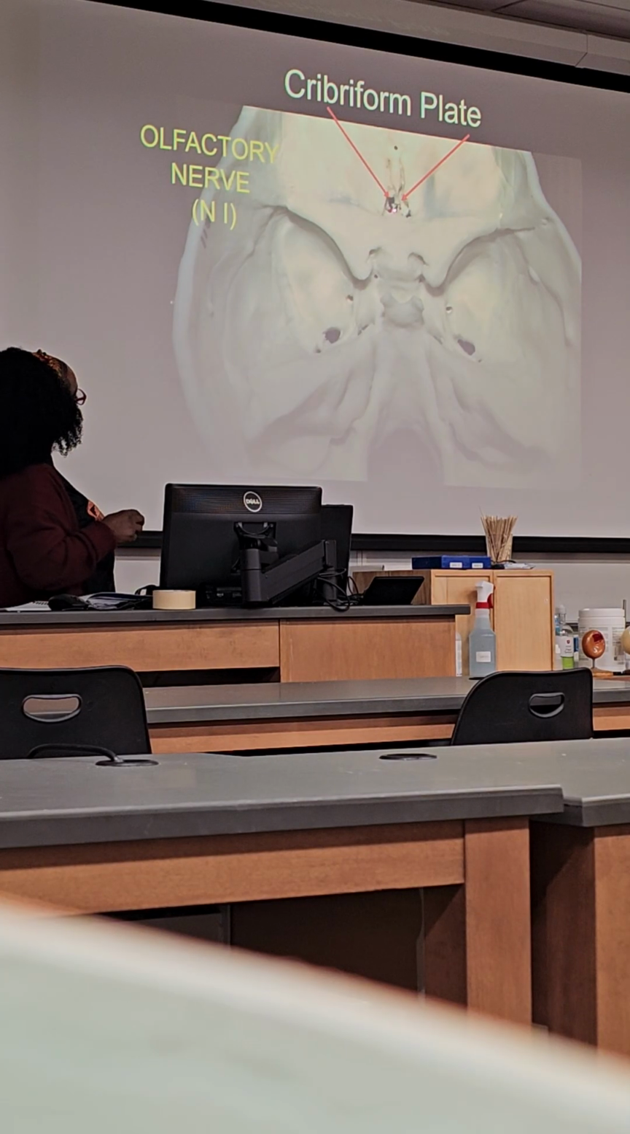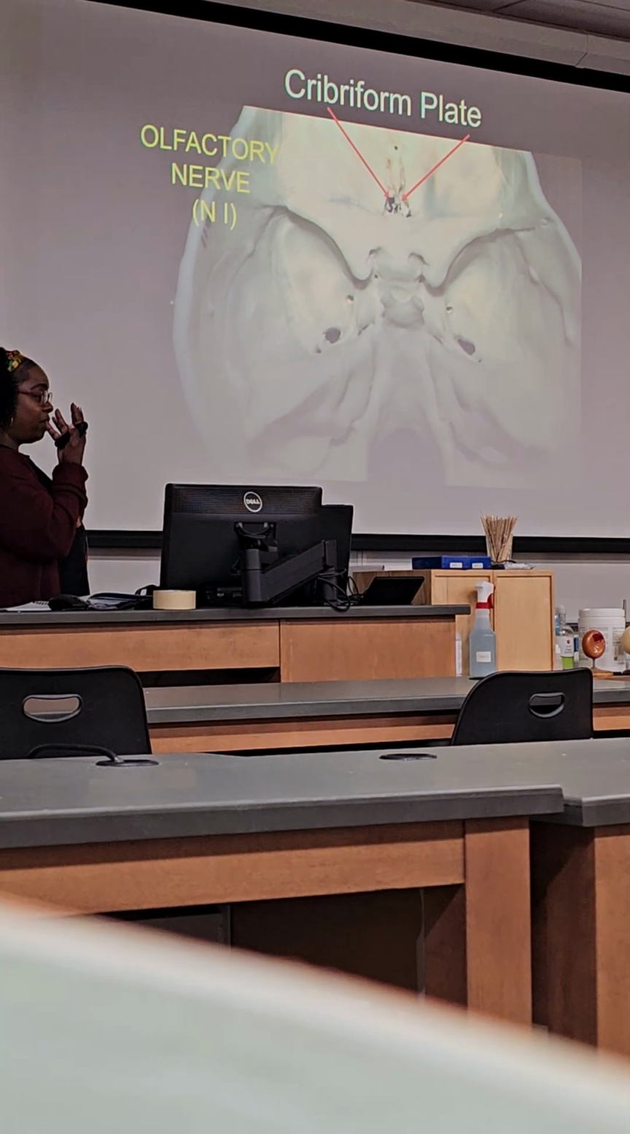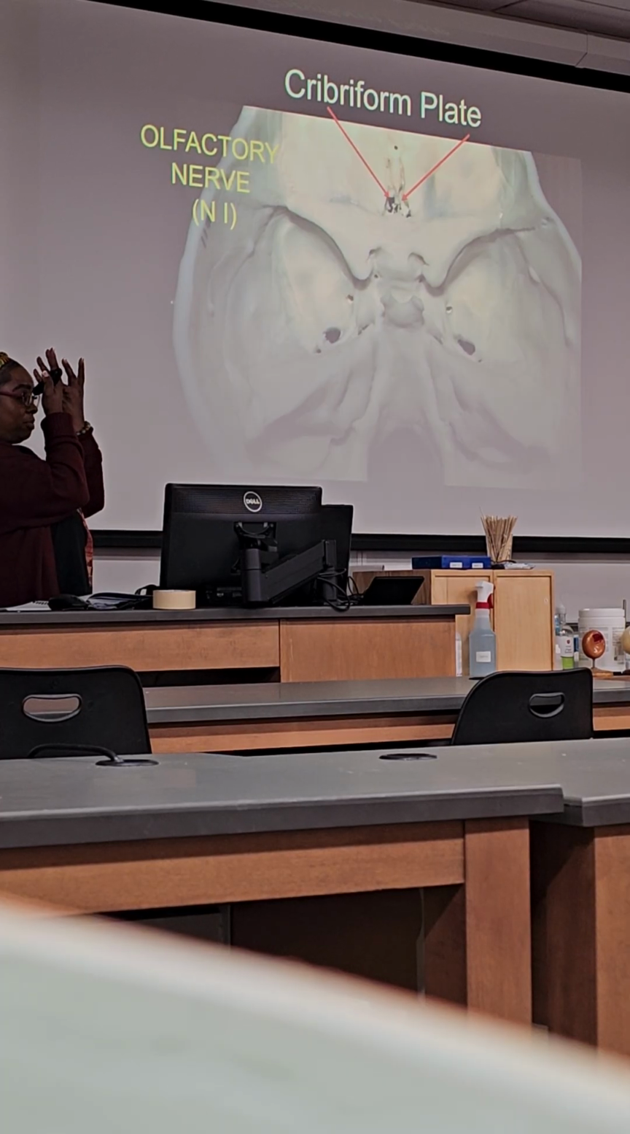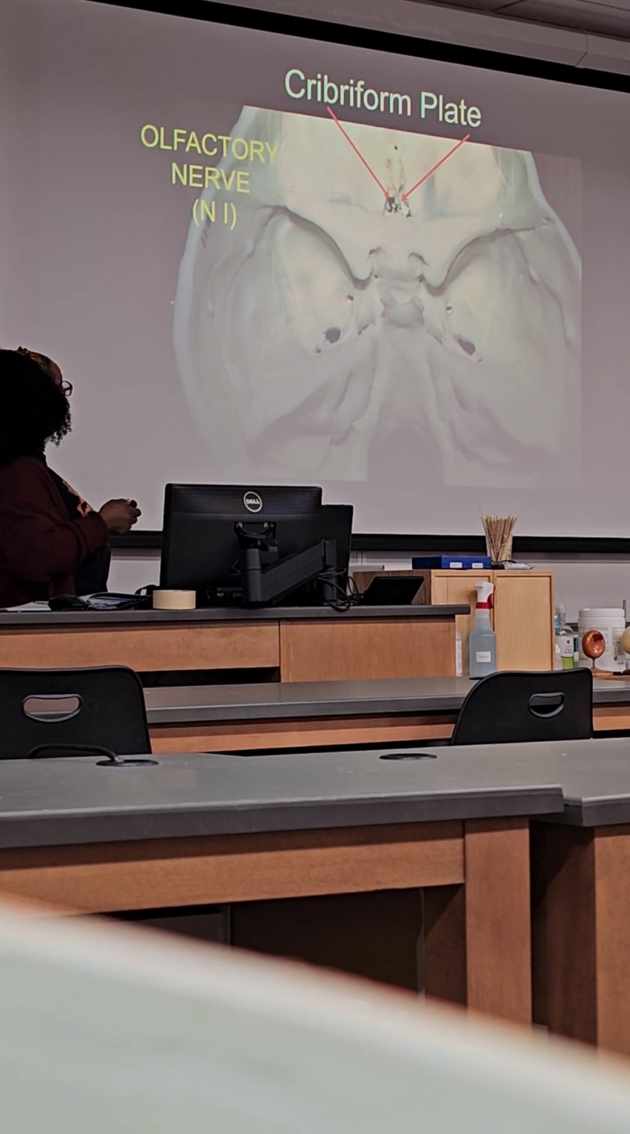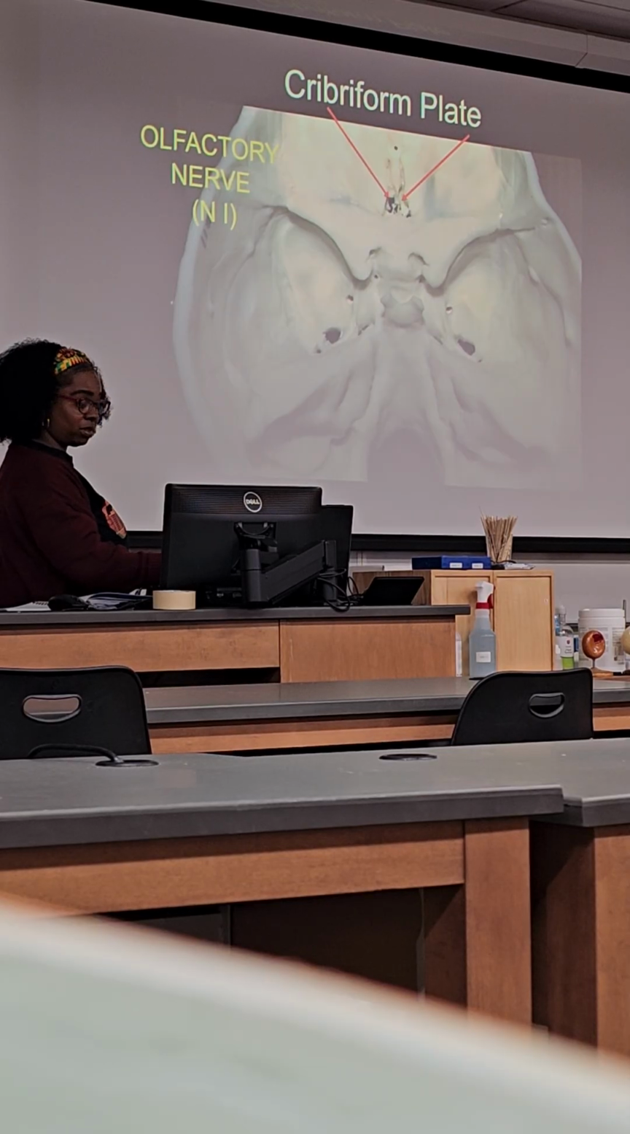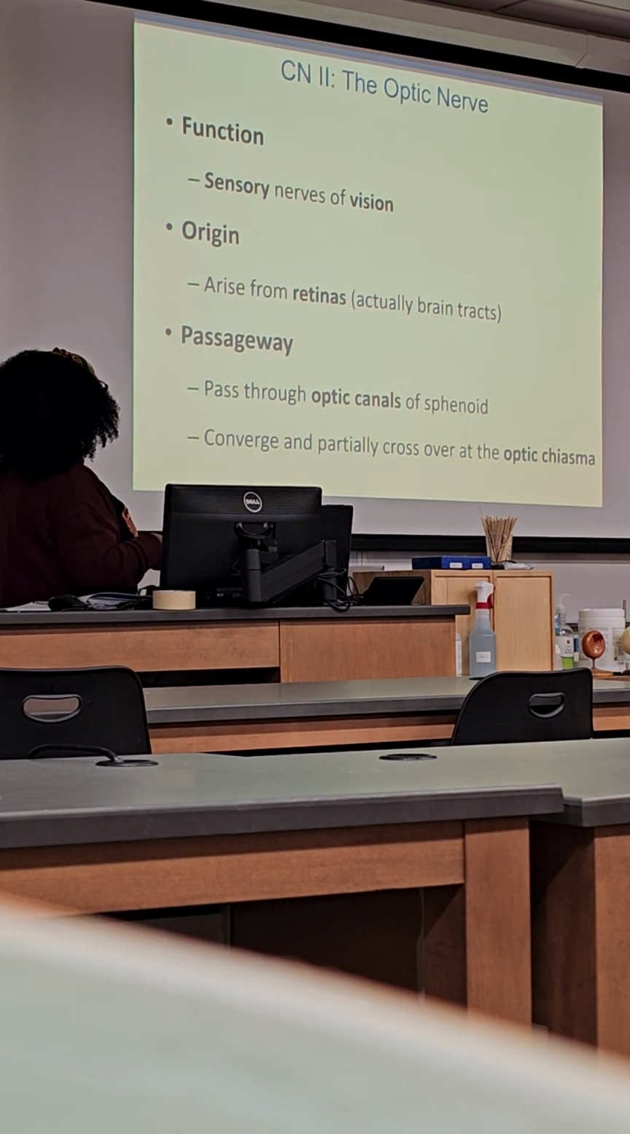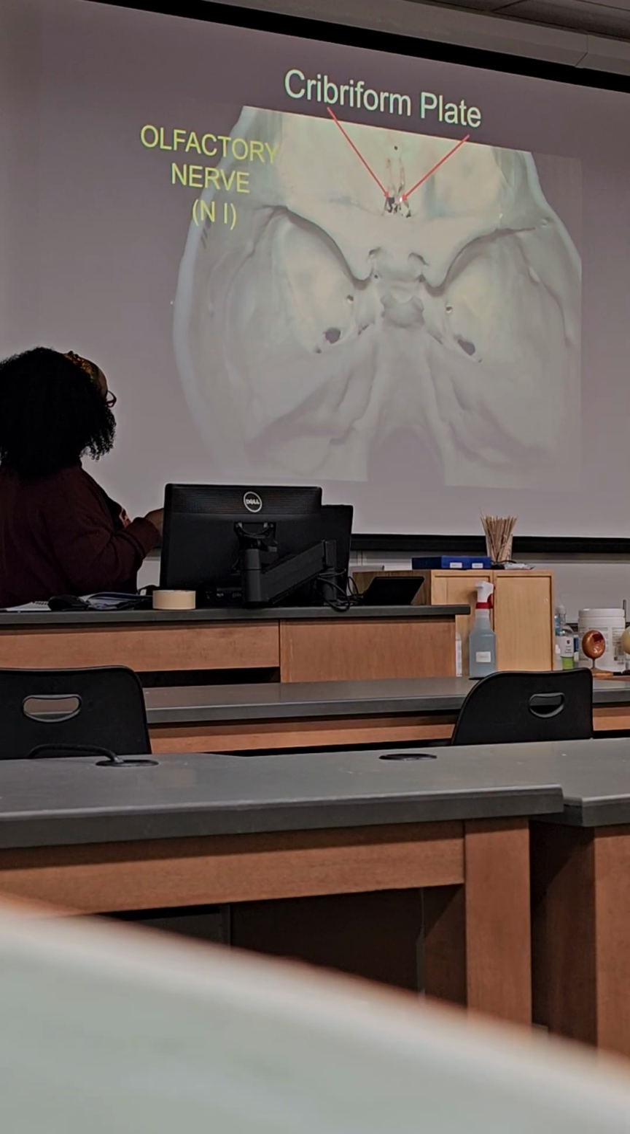So there we are, the cribriform plate. This is where the branches of the olfactory nerve are traveling up through the cribriform plate of the ethmoid bone. Picture that with me? Right. And lying right on top of the cribriform plate are those olfactory bulbs.